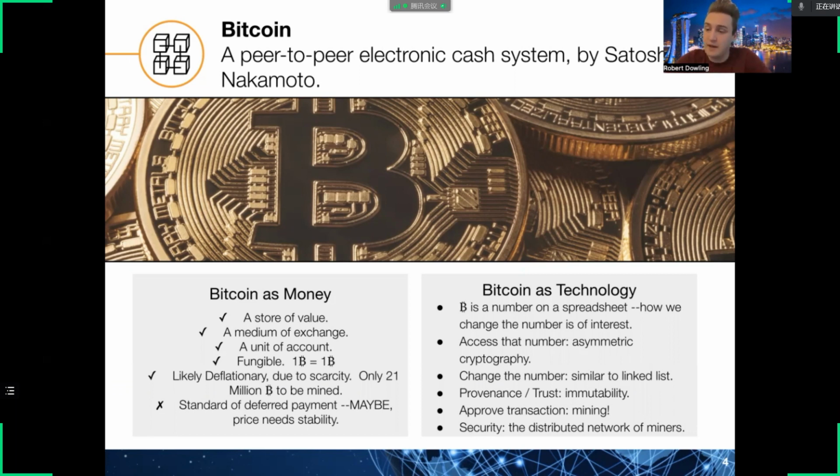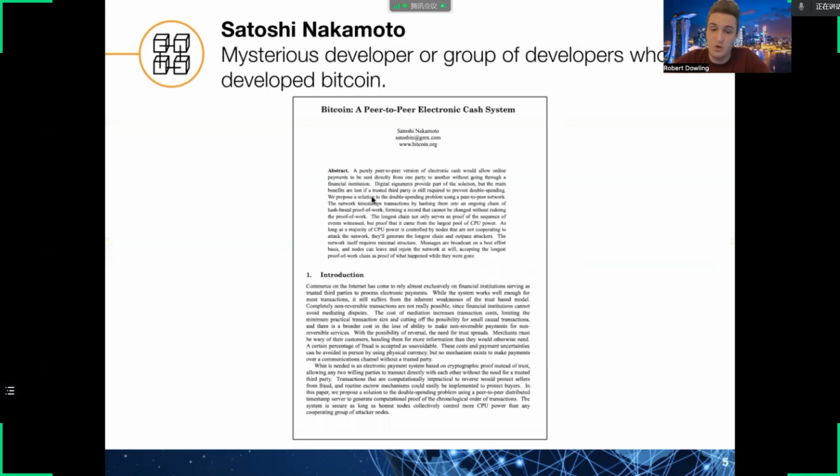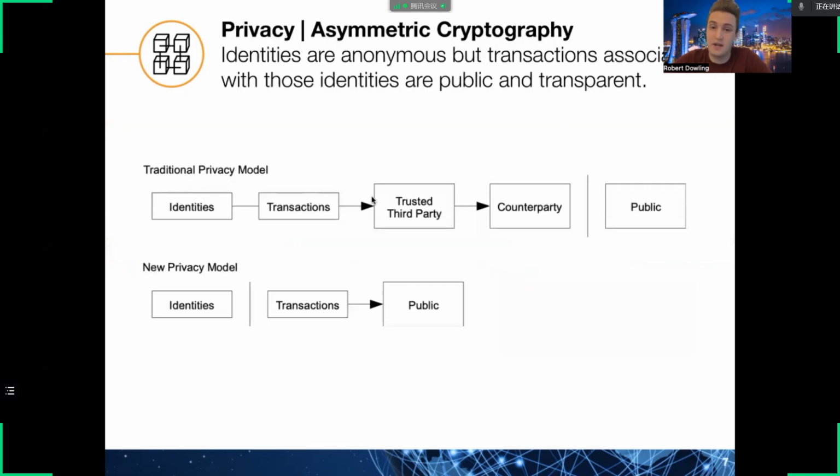But what makes it maybe compelling is the technology that enables you to change the amount of Bitcoin you have associated with your account. So first of all, you might want to access the Bitcoin that you have. So we have these systems called wallets, and it's asymmetric cryptography. You have a public address, which is a unique string of letters and numbers, and you have a private key associated with that public address.